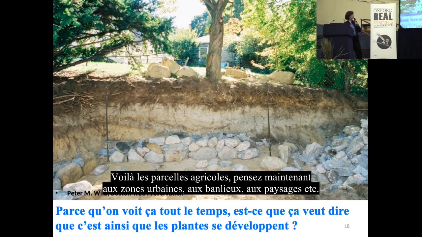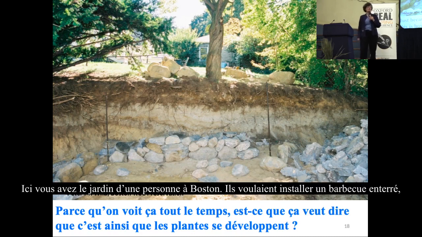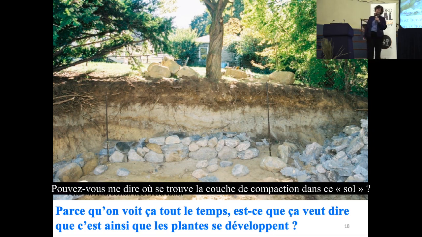So agricultural fields, and then think about when we're dealing with urban, suburban, landscape kinds of things. Exactly the same thing has happened. So here's from somebody's backyard in Boston. They wanted to put in a barbecue pit. And so they dug down into the soil. Can you tell me where the compaction layer is in this soil?